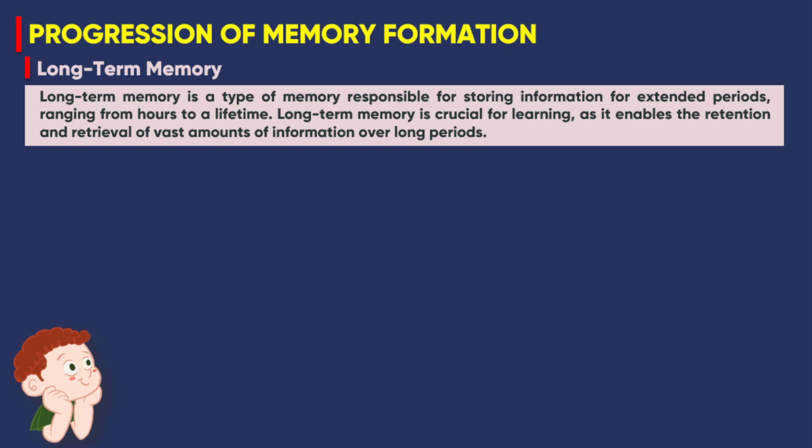Long-term memory is a type of memory responsible for storing information for extended periods, ranging from hours to a lifetime. Long-term memory is crucial for learning, as it enables the retention and retrieval of vast amounts of information over long periods. This is basically two types, explicit memory and implicit memory.